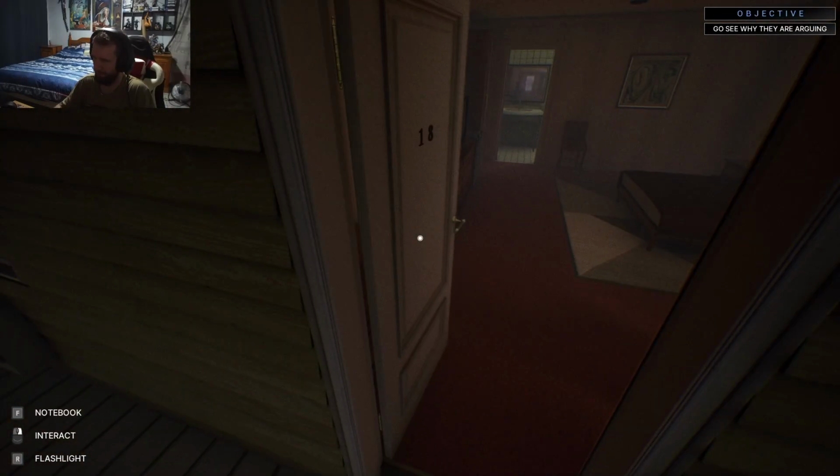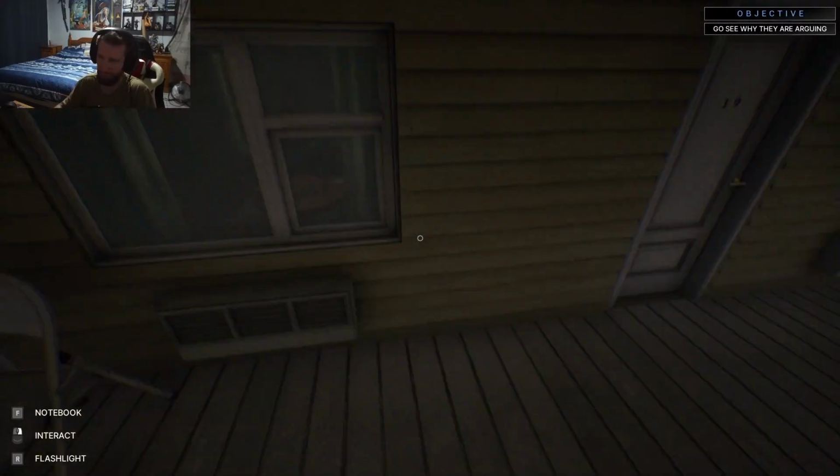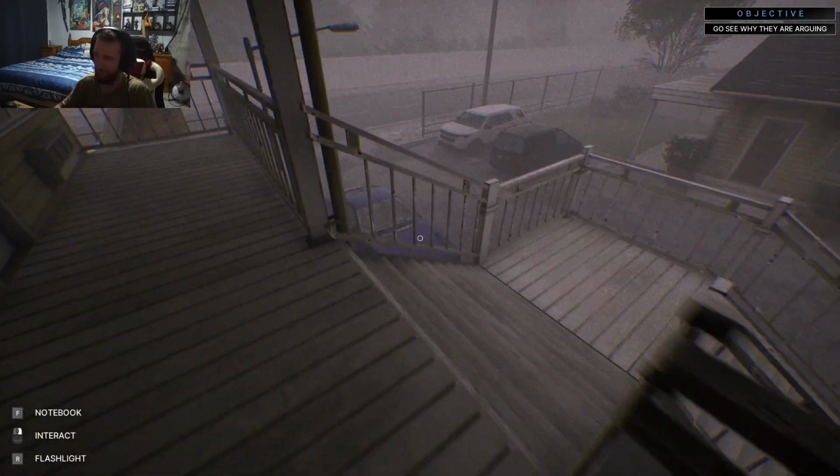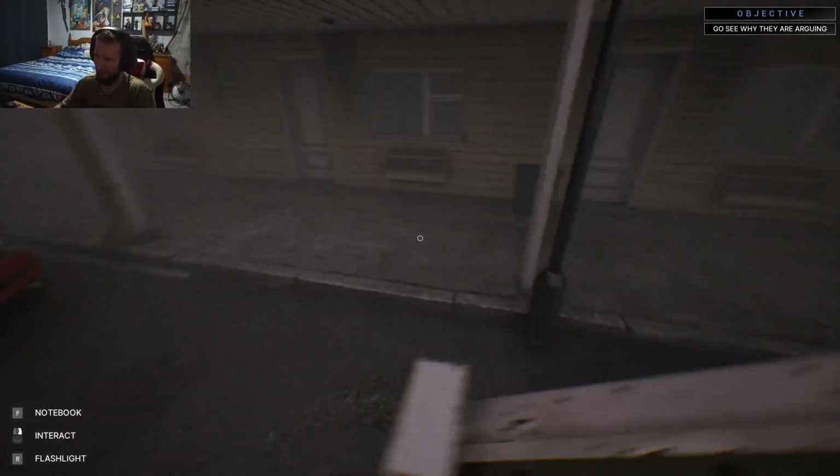Alright. I'd rather keep my door closed. Why are the chairs outside now? This chair was not outside my room originally. Okie dokie, let's see what they want.